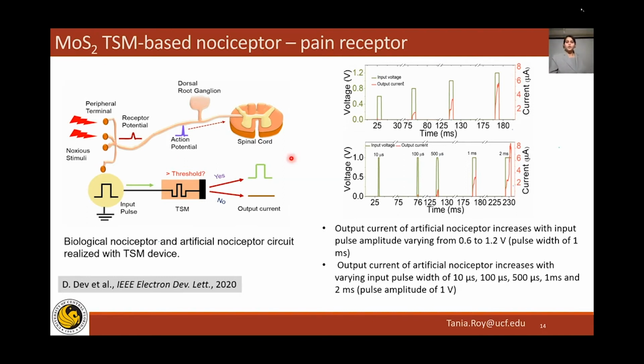So how does that work? So we have the threshold switching memristor. Here, if we look at the voltage versus time, then we see that as we increase the input voltage pulse amplitude, the output current will also increase. If we increase the pulse width, then also the output current is going to increase. So these are characteristics of the nociceptor.